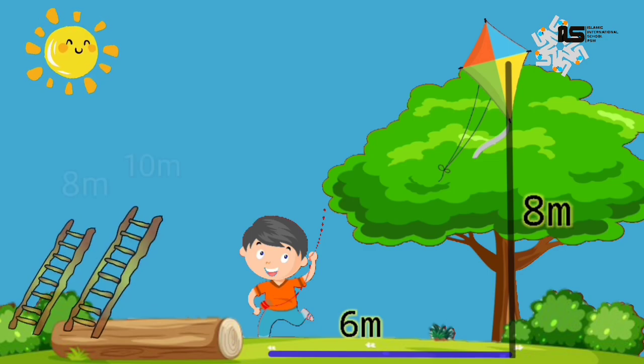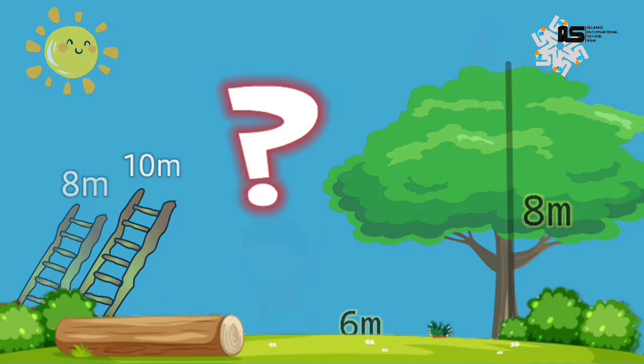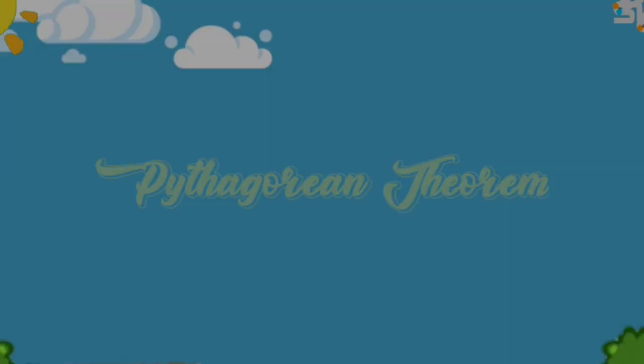Reno has two ladders with different heights. Which ladder should Reno choose? From the story, can you help Reno? This problem can be solved with the Pythagorean Theorem. So, we must understand the Pythagorean Theorem.